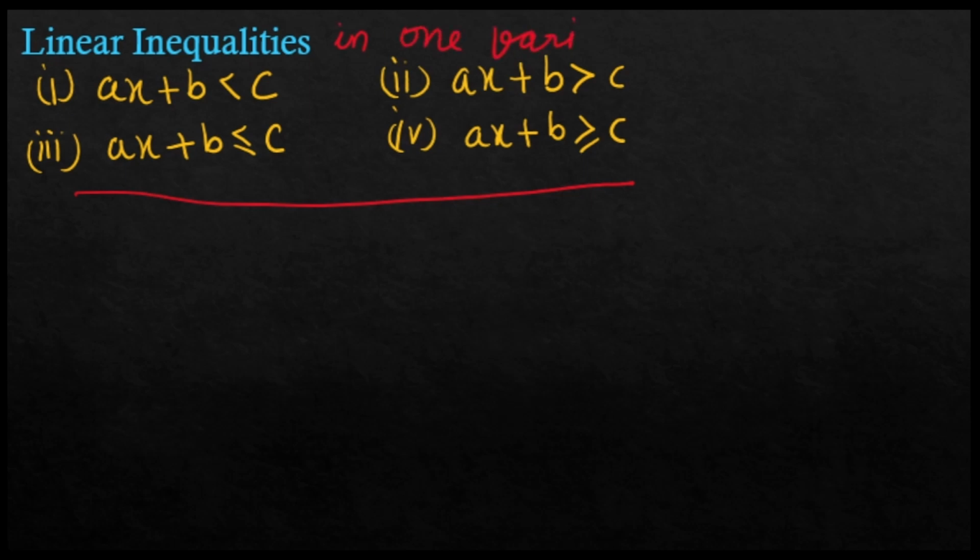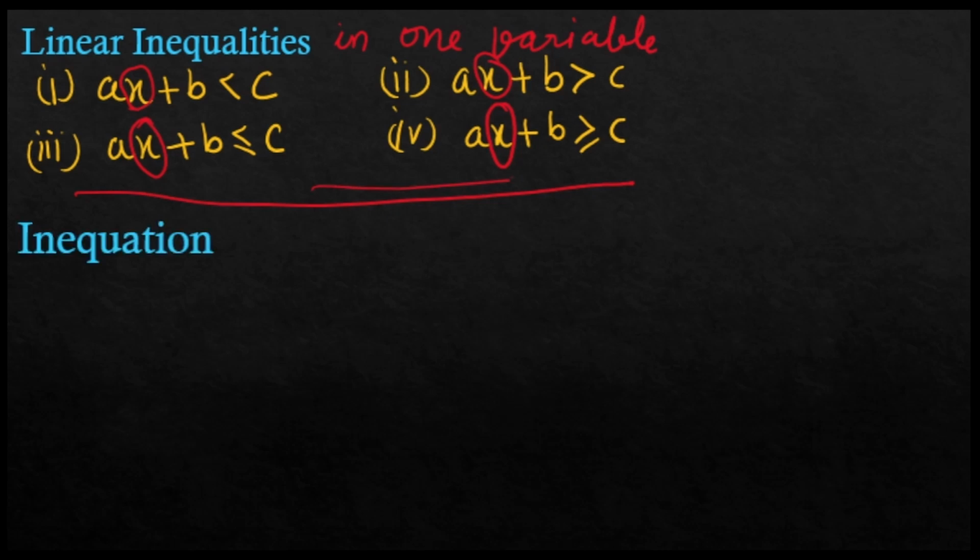Why am I saying in one variable? Because it is clearly visible here that the variable in all these expressions is only x, and that is one variable in all the algebraic expressions.